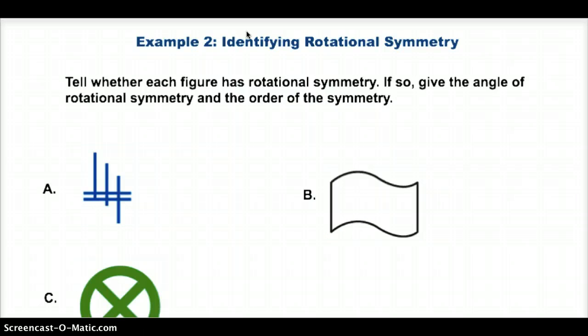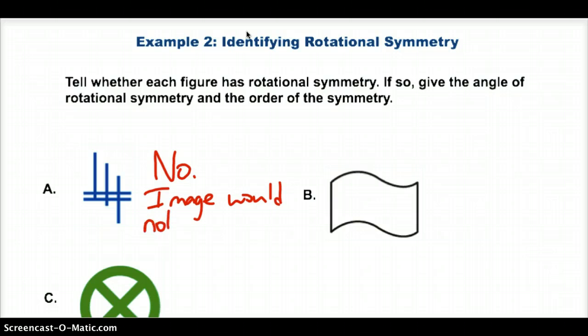For part A, you're given kind of this weird little thing going on. Not exactly sure what that is. So let's take a look at part A. If we rotated that from somewhere in the center, I don't actually think we'd get a copy of itself. And so I'm just going to say no on this one. The image would not match the pre-image.